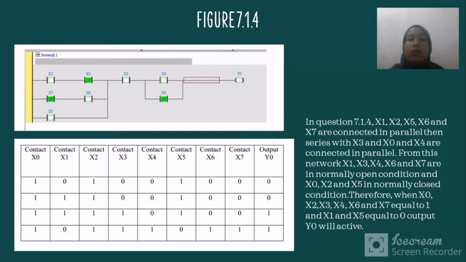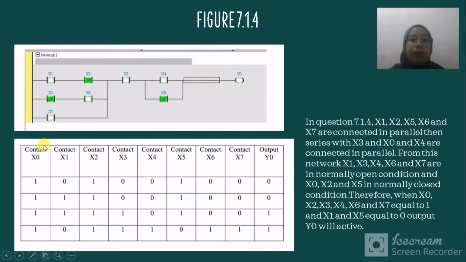In question 7.14, X1, X2, X5, X6, X7 are connected in parallel. From this network, X1, X3, X4, X6, and X7 are in normally open condition, and X0, X2, and X5 are in normally closed condition. Therefore, when X0, X2, X3, X4, X6, and X7 equal 1, and X1 and X5 equal 0, output Y not will exist.